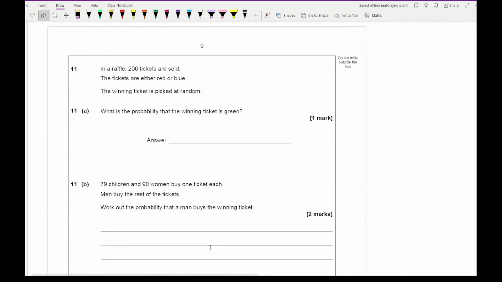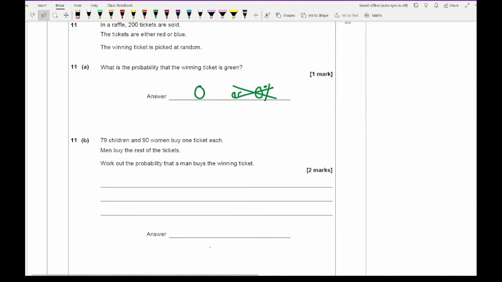Now for question 11, it says that in a raffle 200 tickets are sold. The tickets are either red or blue. A winning ticket is picked at random. What is the probability that the winning ticket is green? Well, for that, there aren't any green tickets, so it's going to be 0, or you could write it as 0%, which I personally don't like writing probabilities as percentages unless it specifically requires it. So 0 is the answer you're looking for.